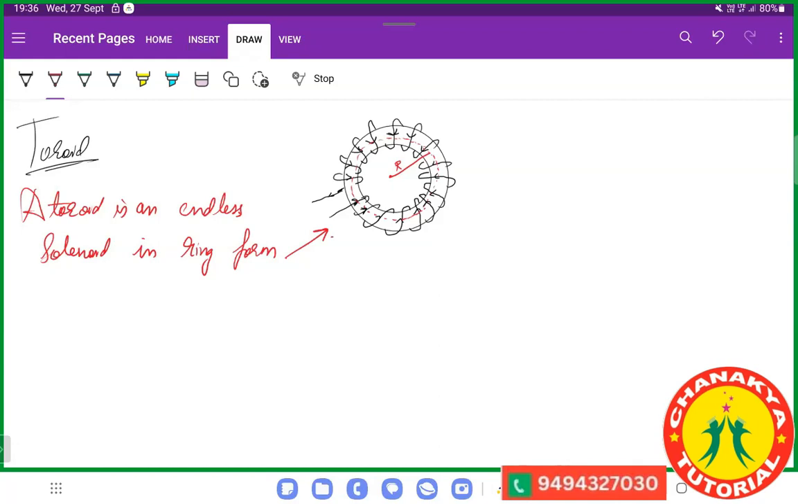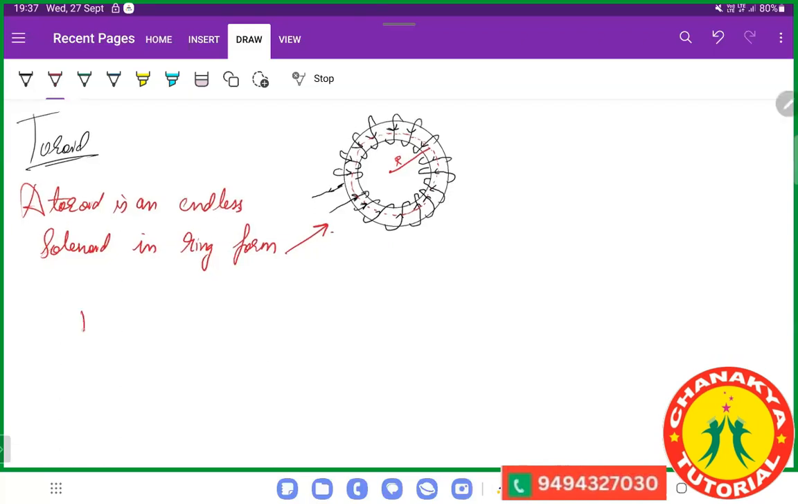So it is also the same way. It is some insulator or non-conducting material, around that we are winding a wire, in ring form. If you want to produce a magnetic field, it will be like a solenoid. It's like a complete solenoid, an endless solenoid. Here we can have some N number of turns.